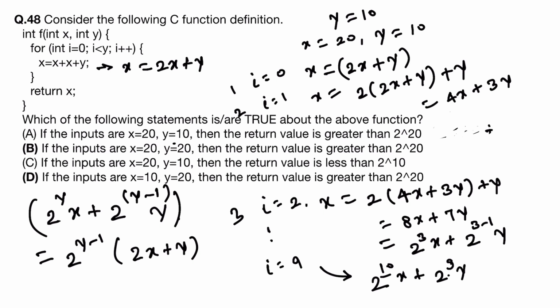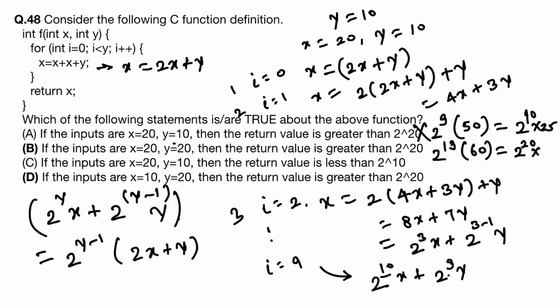So just put the formula here, 2 to the power y minus 1. So 2 to the power 9, and 2x plus y will be 40 plus 10, 50. So this will be 2 to the power 10 into 25. Greater than 2 to the power 20? No, false. Next, 2 to the power y minus 1, 2 to the power 19, 2x plus y, 40 plus 20, 60. So this will be 2 to the power 20 into 30. So greater than 2 to the power 20, yes.